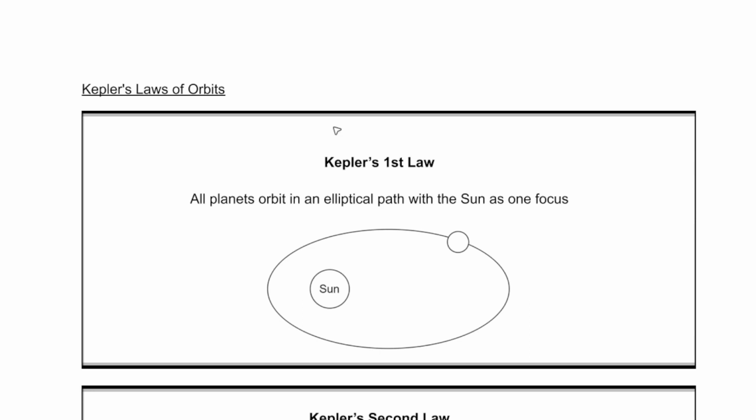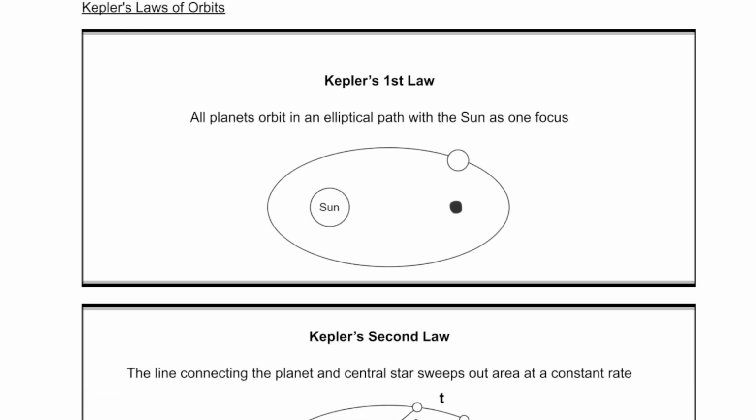All right, now we're going to move on to Kepler's laws of orbits. So first, we have Kepler's first law, which describes the shape of possible orbits. All planets orbit in an elliptical path, with the sun as one of the focus points. An ellipse has two focus points that are symmetric about the center. This just says that planets orbit with the sun at one of the two focus points.